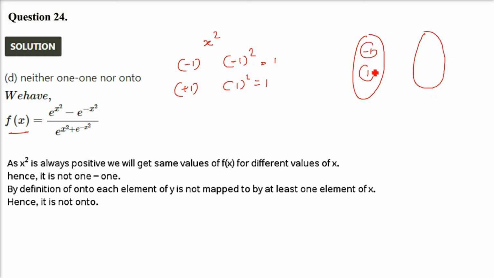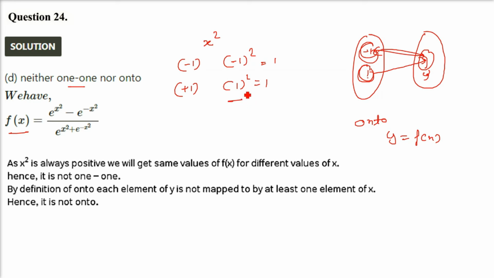So for negative 1 and plus 1, you are going to get the same value. Okay, so this is the same image. That is, x square is always positive. So you'll get the same value of y, that is f(x), for different values of x. So it is not 1 to 1. And from here only you see that y is not mapped to a single value. Whatever value of y comes, it has minus 1 and 1 both. That is, in surjectivity, we need a unique value of x for every y, which is also failing here. This is not onto. So not 1-1, not onto.